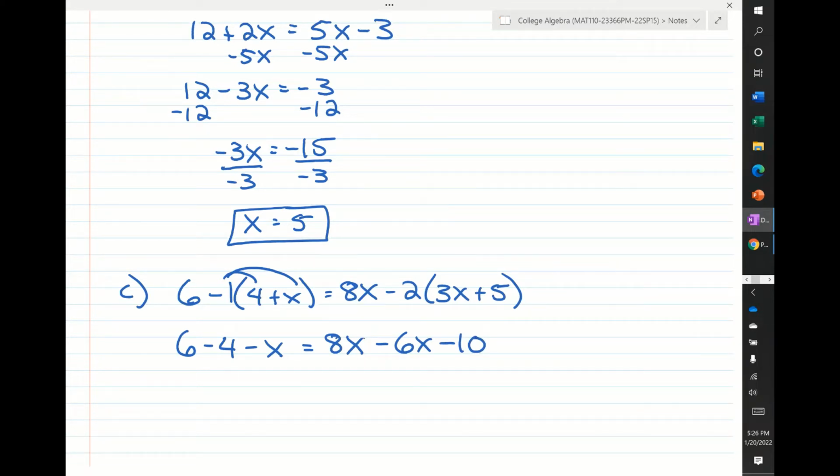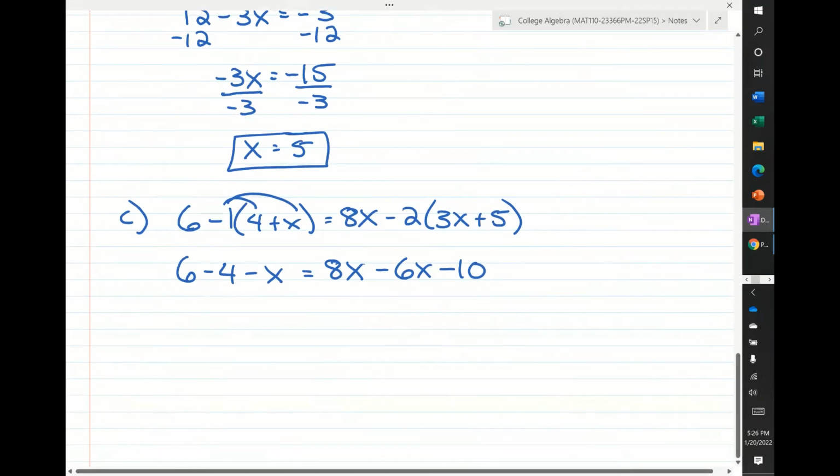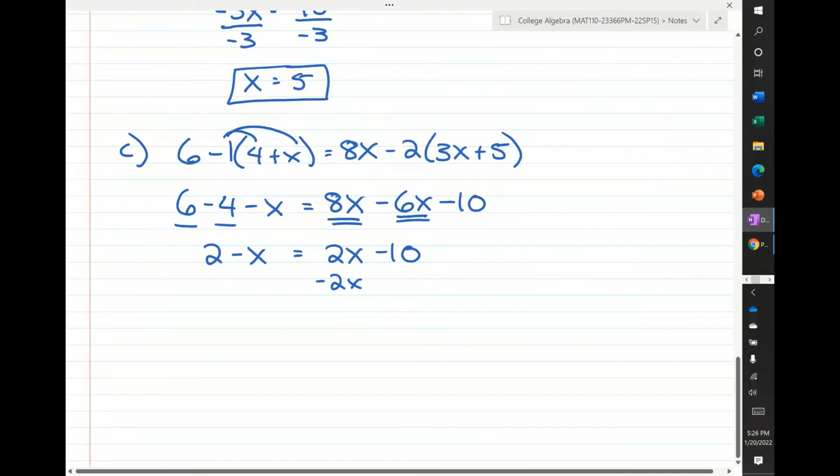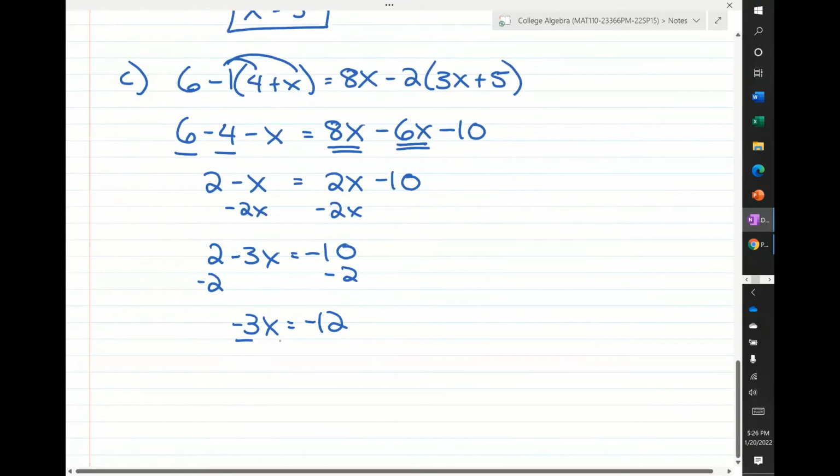This looks a lot like the last problem we did. All we had to do is distribute the parentheses. Let's go ahead and combine like terms. 2 minus x is equal to, this would be 2x minus 10. I would prefer all the variables go to the left side of the equation. Subtract both sides by 2. And divide by the number we're multiplying by to get the x by itself.